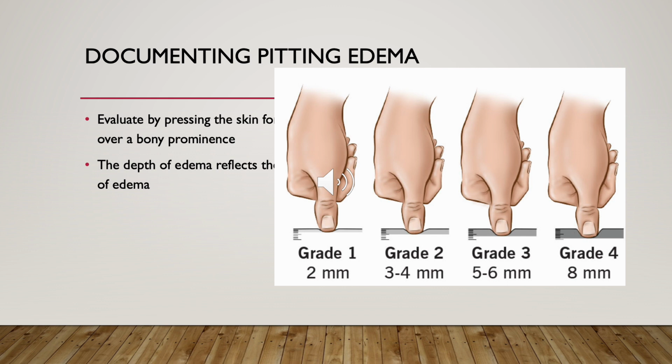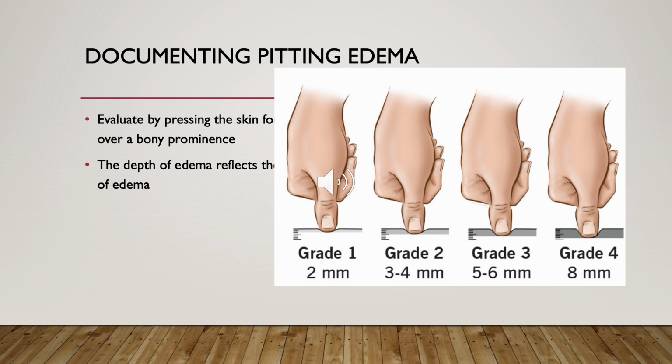So basically, you evaluate the skin by pressing down with your thumb or your finger over a bony prominence, usually the ankle or the tibia, so in the lower extremity usually. And the depth of the edema reflects the degree of edema. If you have grade 0 edema, that means they have no edema. If you have +1, that's trace.